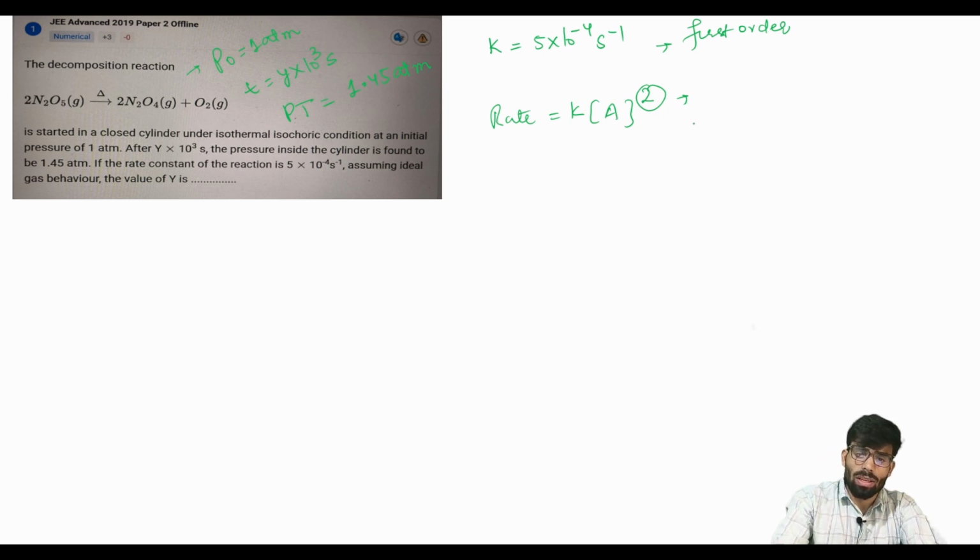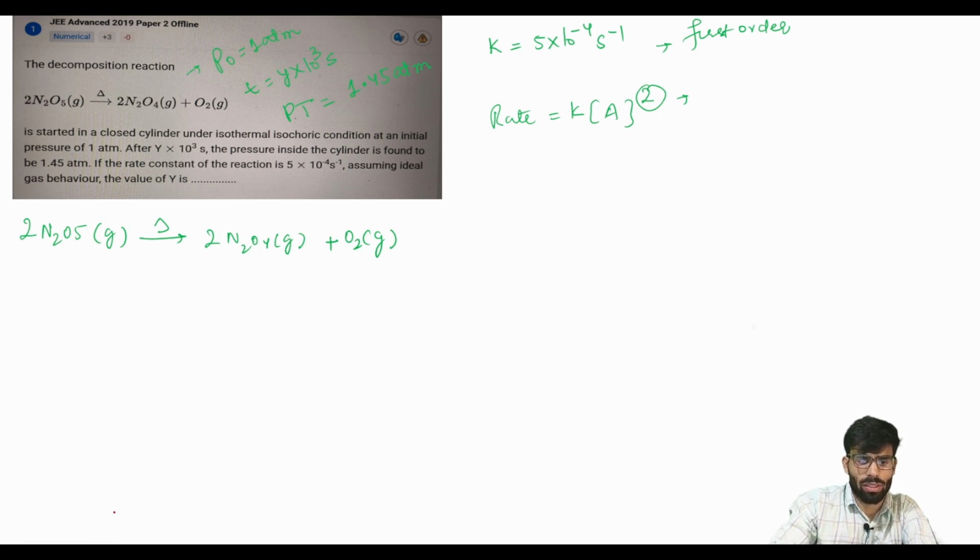If I write this reaction here, it's 2N2O5 gas upon heating gives N2O4 gas plus O2 gas. At time t equal to 0, the initial pressure P naught is 1 atm. At that time, the pressure of the product molecules would have been 0, so I wrote nothing here.